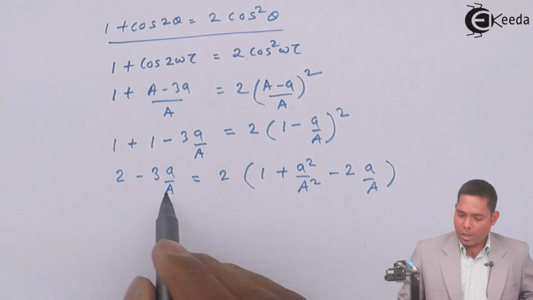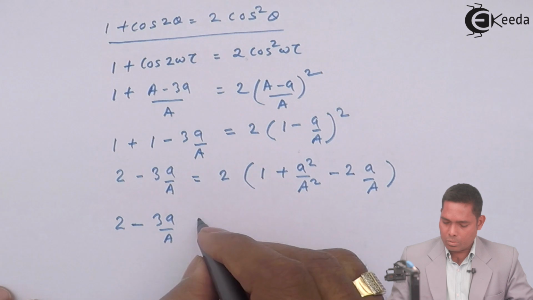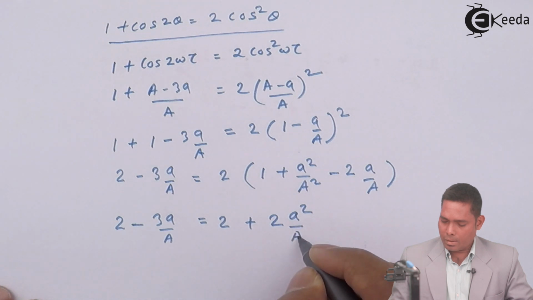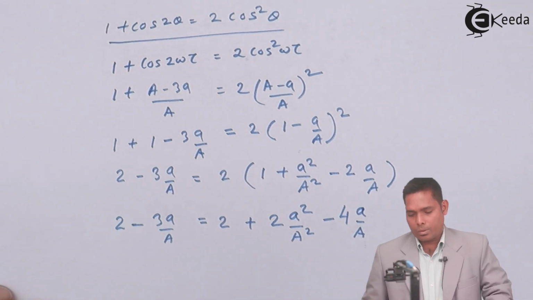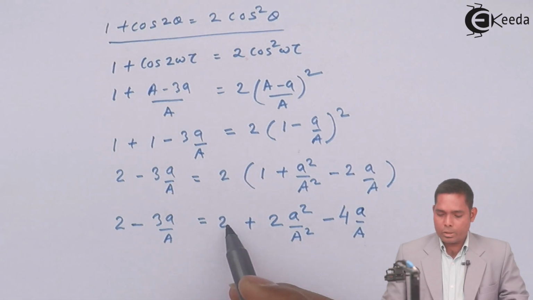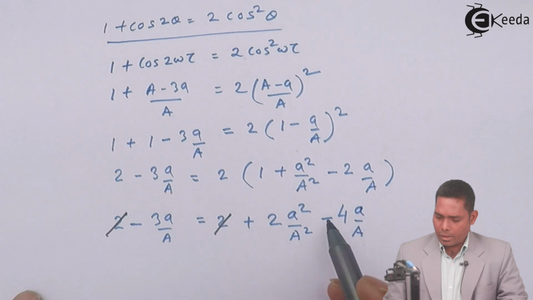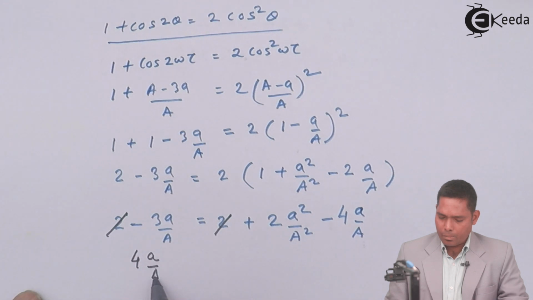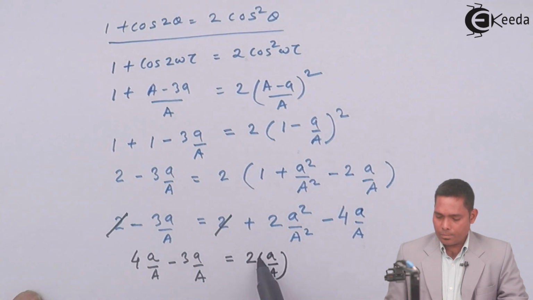Okay. Now I have to multiply this 2 inside and rewrite the equation. (2 minus 3a)/a equals 2 plus 2a square by a square, and this 2 is multiplied, so minus 4a by a. Okay. Now this 2 and this 2 will cancel out, and this 4a will be brought to the other side of the equation. This will be 4a by a, this will become plus, and this is minus 3a by a, which equals (2a by a) the whole square.